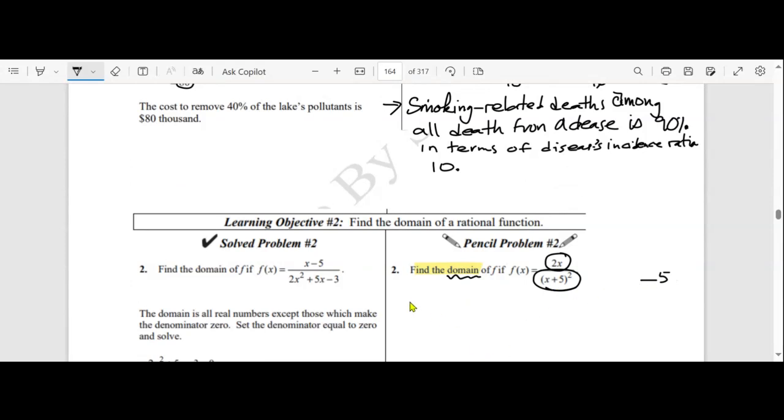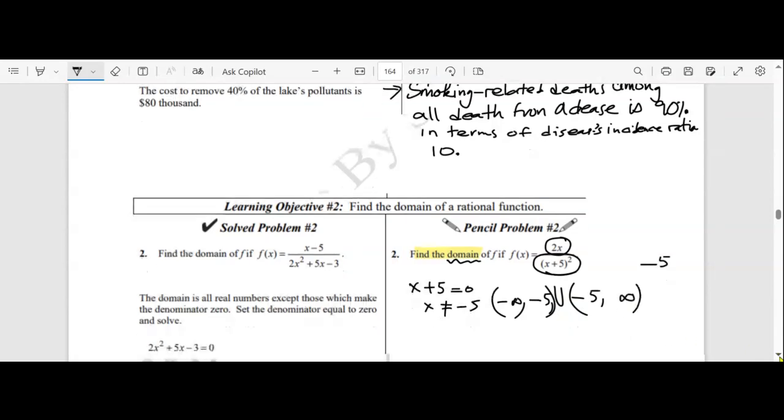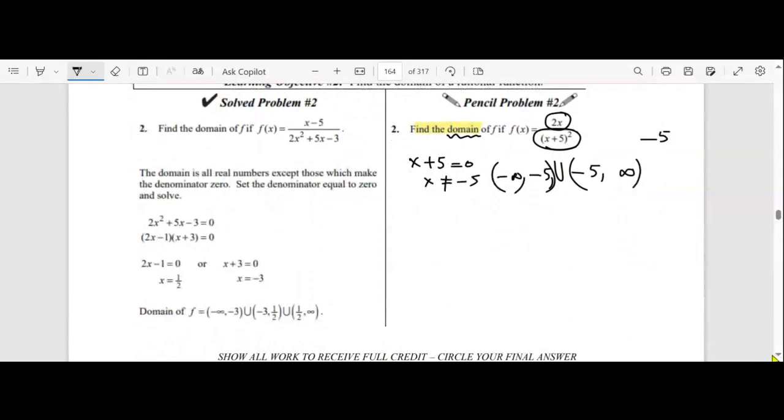Yeah. So how did I get negative 5? Because negative 5 makes it equal to 0, right? So x should not equal negative 5. So your answer will be from negative infinity to negative 5, union, negative 5 to infinity. Put the union in the middle. Is that clear? Easy?